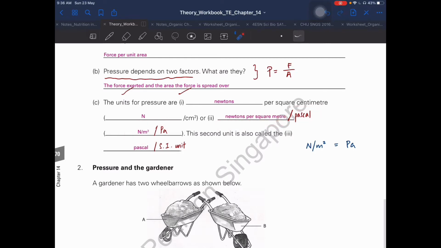Based on your answers, if you wrote Newtons per square meter, you're supposed to write this unit, and the second unit is called the Pascal. If you wrote Pascal, you should write it with a capital P, take note, and this can also be known as the SI unit. So I think either of the answers is acceptable. I just want to highlight that whenever you're writing a unit, please take note of whether it should be a capital letter or small letter, and it makes a lot of difference. It's not just about starting with a capital letter or small letter, but you must always know which one is represented by the capital letter.